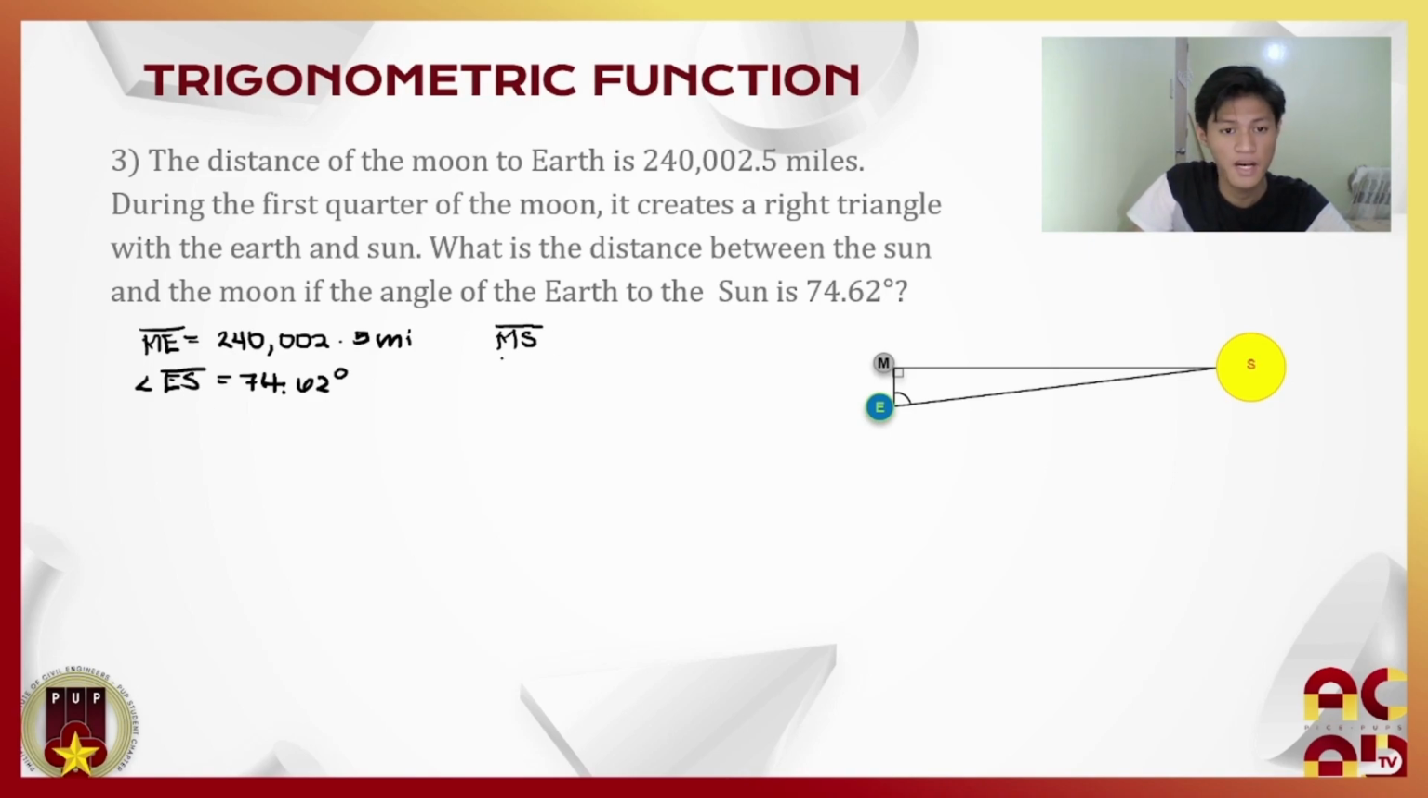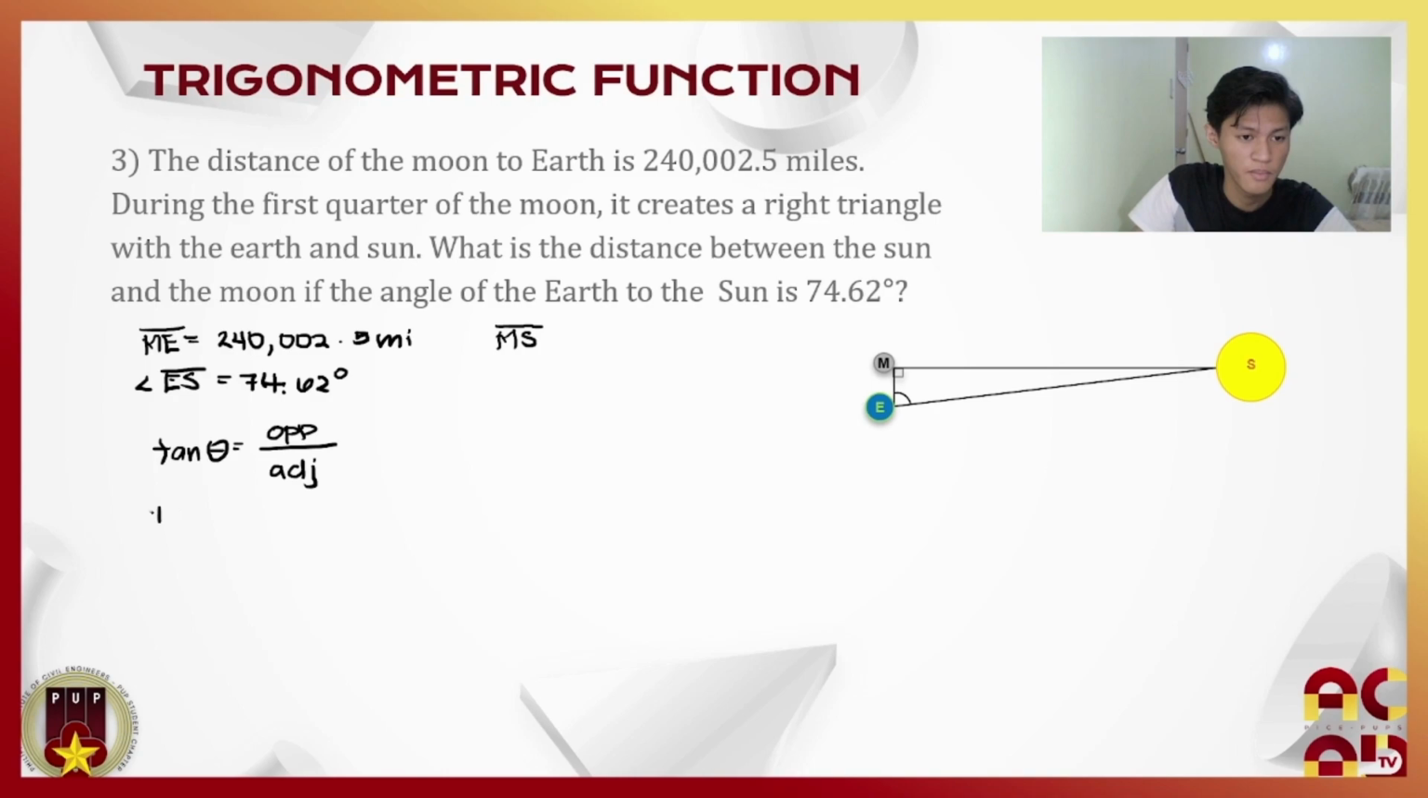So, paano natin siya mahanap given yung reference angle natin na 74.62 degrees? Since nakaharap yung 74.62 degrees na reference angle natin sa line MS, it is safe to assume na ayan yung ating opposite. And then, ang line ME ay ang ating adjacent. So, since opposite and adjacent ulit ang involved, gagamit tayo ng TOA or tangent na function. So, tangent theta is equals to opposite over adjacent.